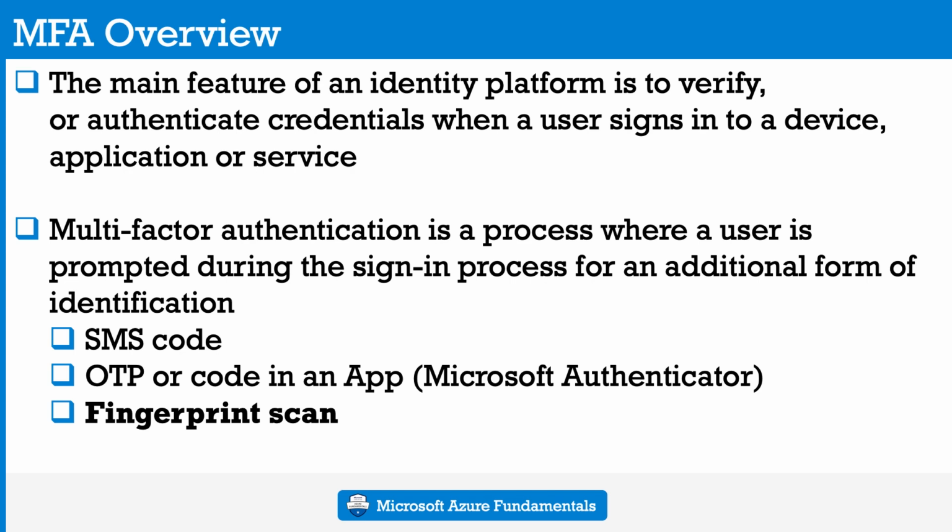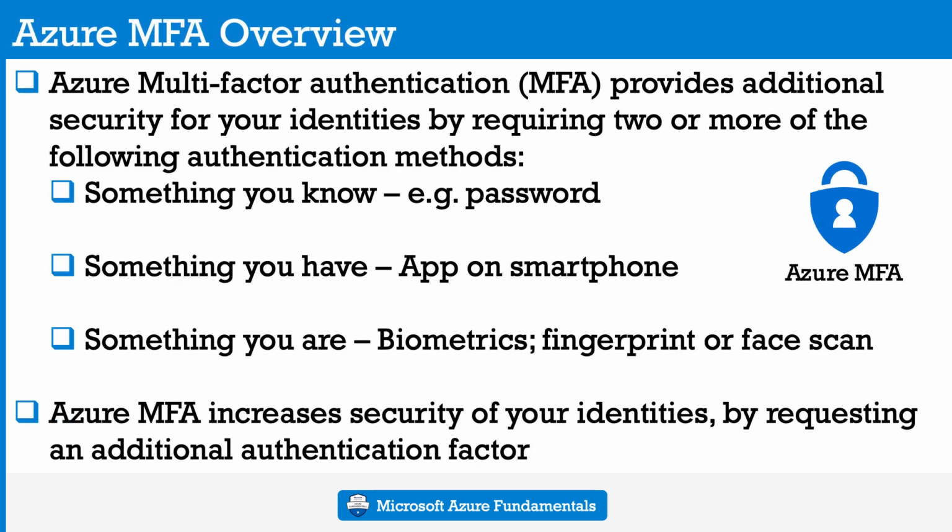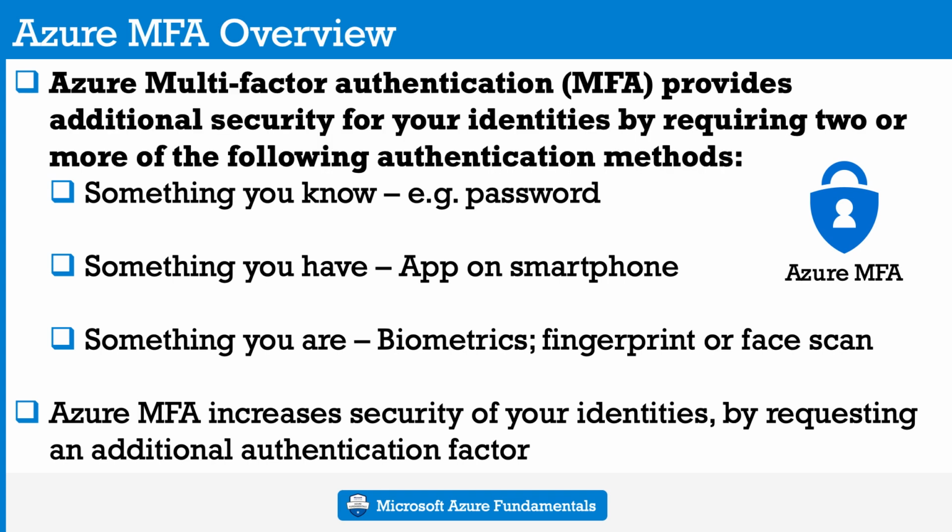Now let's introduce Azure MFA, multi-factor authentication. Azure multi-factor authentication provides additional security for your identities by requiring two or more of the following authentication methods. So please keep this in mind, the technology is called multi-factor authentication and not two-factor authentication. This means that at least two methods can be enforced or requested during the authentication process, but it could be three methods as well. So these are the measures that Azure MFA implements.